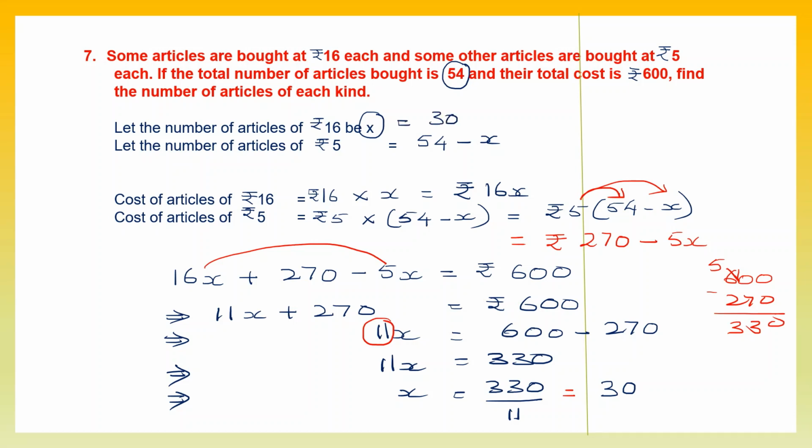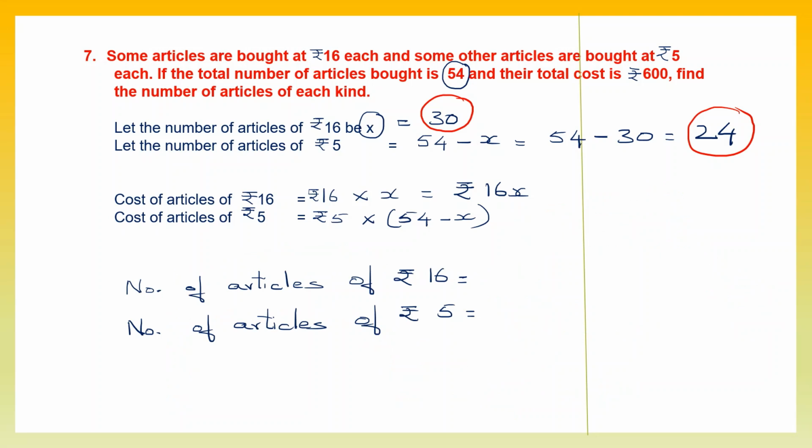Now the other article, that will be 54 minus x. That is 54 minus 30. So let's do that subtraction. So that is 54 minus 30. That will give us 24. So the number of articles in the first set is 30, and then we have 24.